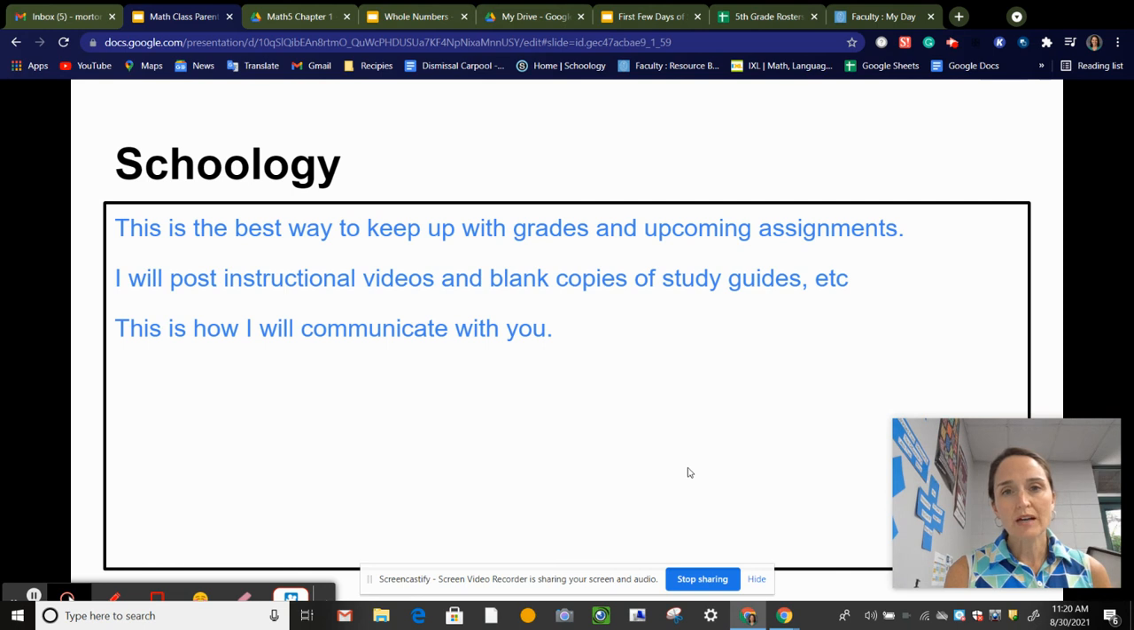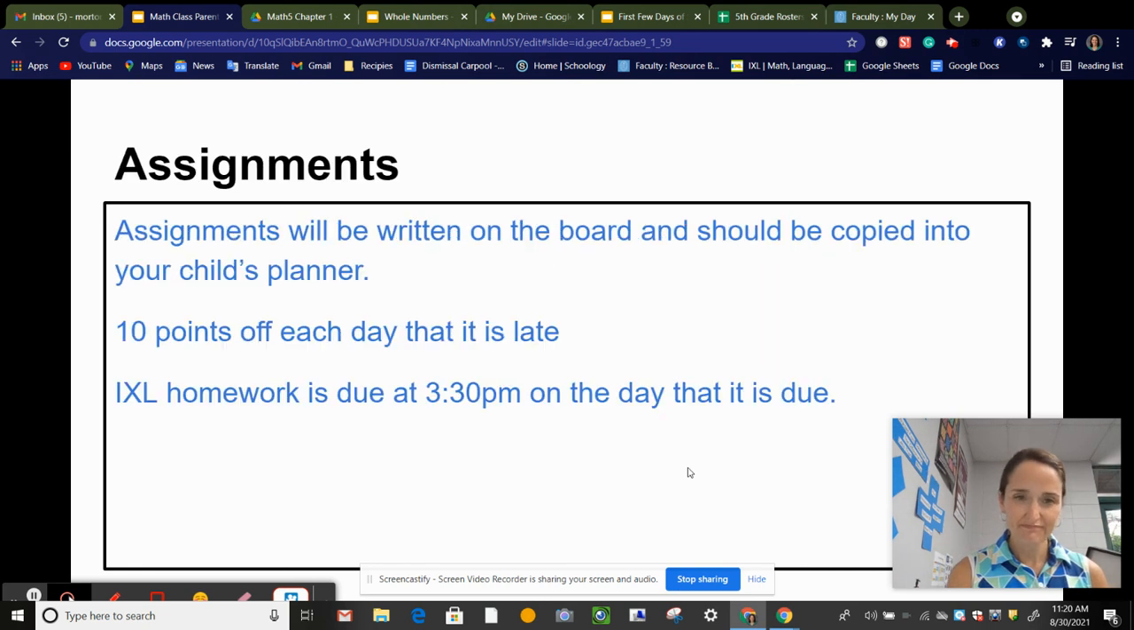I also post copies of study guides or blank copies of old quizzes, just to provide them extra things to practice, to study for their quizzes and their test. And it's also how I'll communicate with you. I'll communicate through Schoology. As I mentioned, I post all the assignments that we have coming up on Schoology, but I also write them on the board in class.